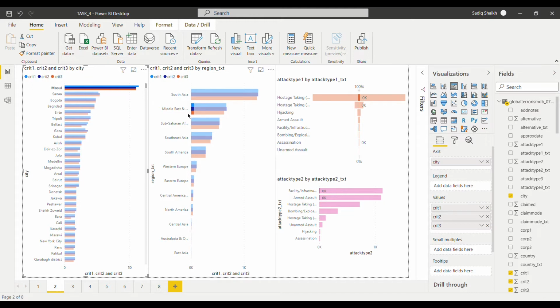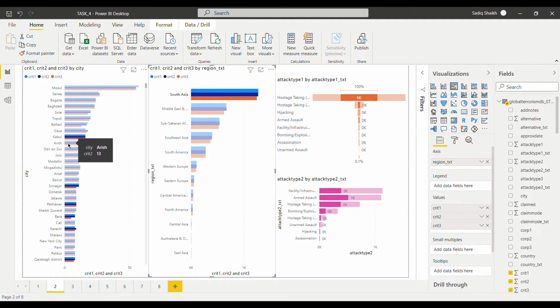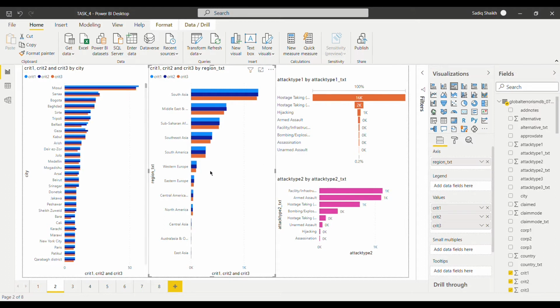So it's basically in the Middle East, in the areas, and mostly this area is having the hostage taking, and you can see the attack types also over here. Then after this, if we have a look at the South Asian part, among this is the Kabul region, which is having the more number of casualties, with hostage taking of around 6,000, and the facility centers are very much less, even less than 1,000. So this was the first type of analysis which we can see over here.